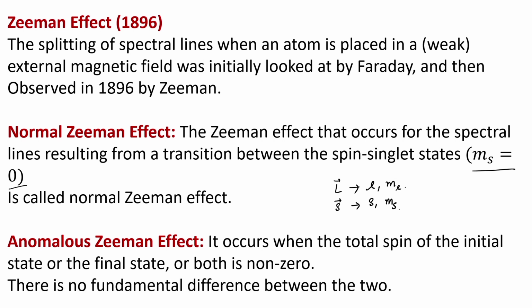The other one is the anomalous Zeeman effect, which occurs when the total spin of the initial state or the final state or both is non-zero, which means that MS is not equal to 0 and MS is finite here, and that is called the anomalous Zeeman effect. In general, there is no fundamental difference between the two, but we will discuss each one of them.